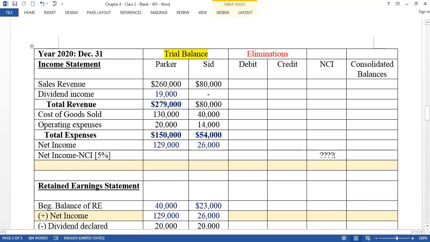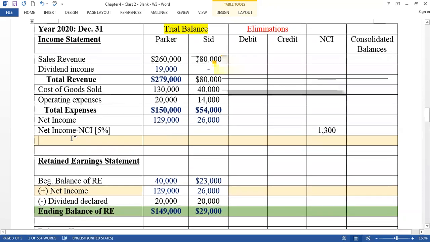Later on, I will show you this calculation again. Just for your information, as this is the net income for parents and subsidiary, we should have another cell for net income of NCI. Look at it, $26,000 for subsidiary, right? 95% is yours, and 5% for non-controlling interest. So anyway, I will show you this calculation later on.